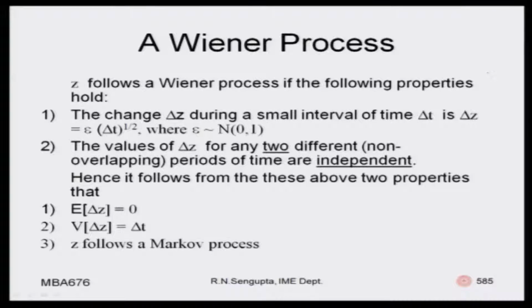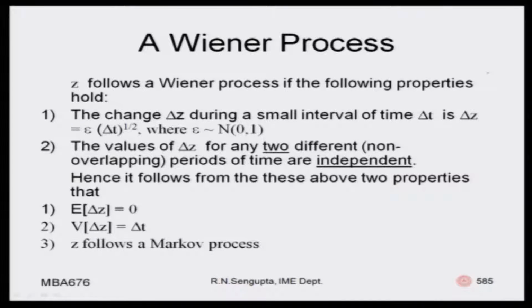So, we will consider two very simple processes based on which we will try to find out the implication and what is the actual formula for the Black-Scholes model. First is the Wiener process. Let us first build the background for the Wiener process. Consider Z is a random variable, and Z would follow a Wiener process if the following assumptions hold. What are those?